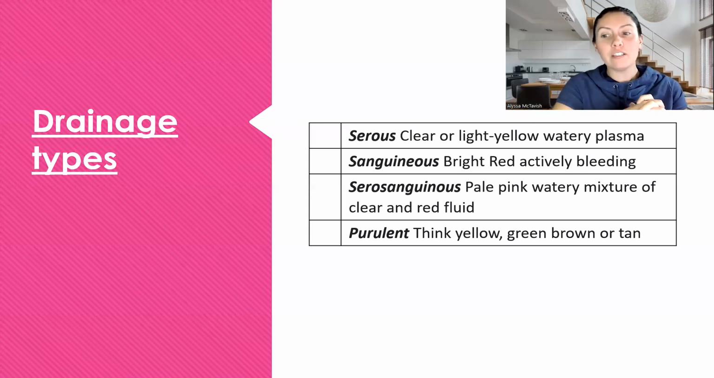And then you have your purulent drainage. This can be thick, yellow, green, brown, tan. It comes in all different colors. That is normally when there's an infection.